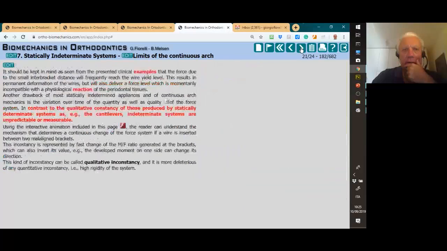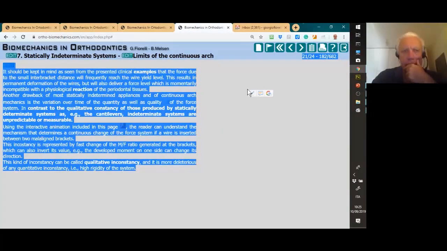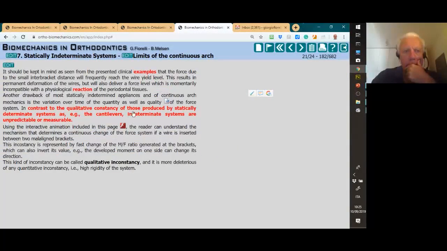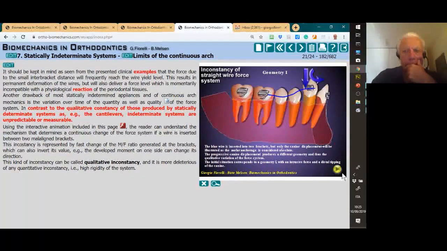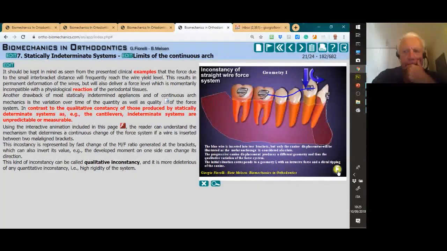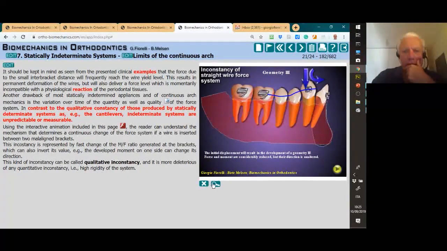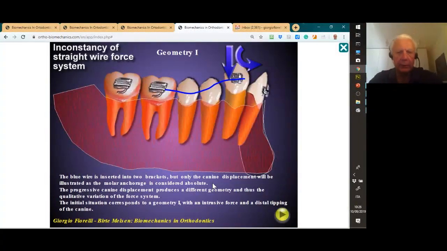Okay, so we can skip this. A very important concept that we should consider when we are discussing statically indeterminate mechanics is that when we work with a continuous arch wire, the force system that we have at the beginning is going to change continuously.